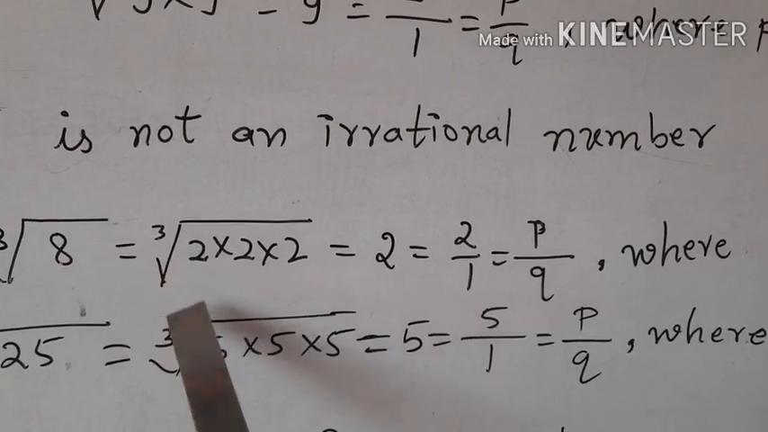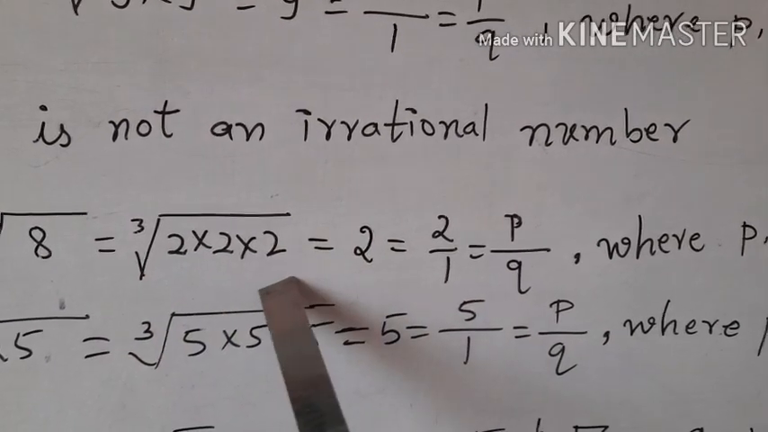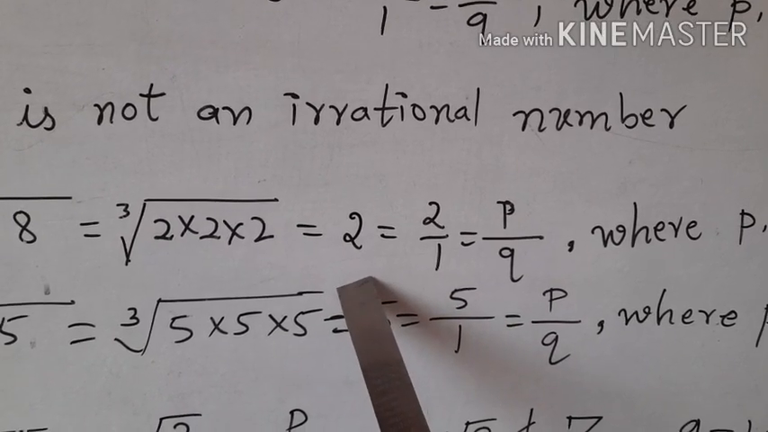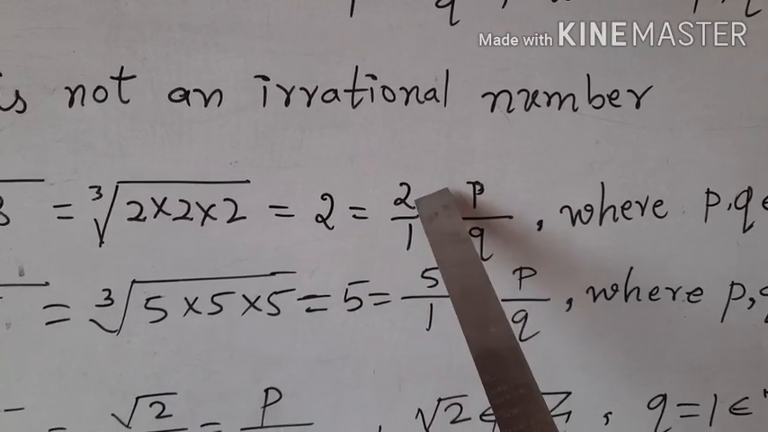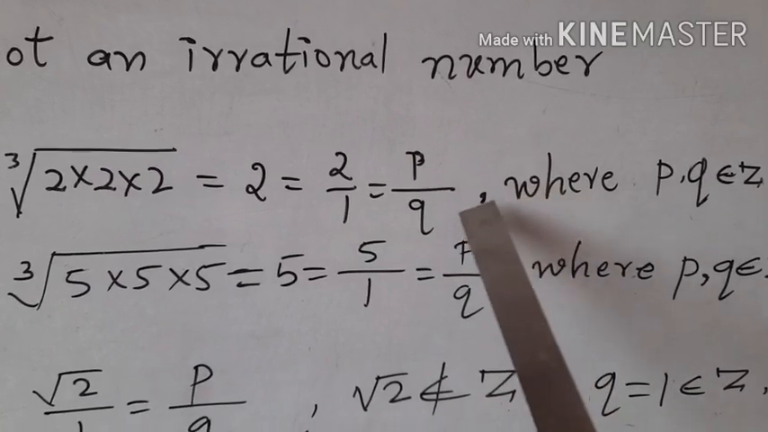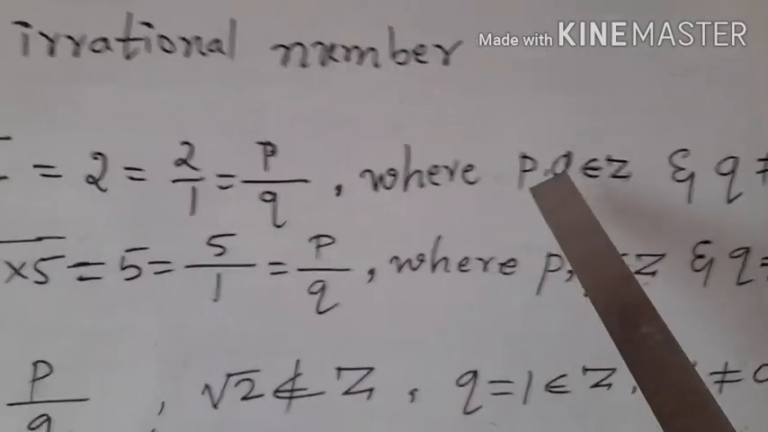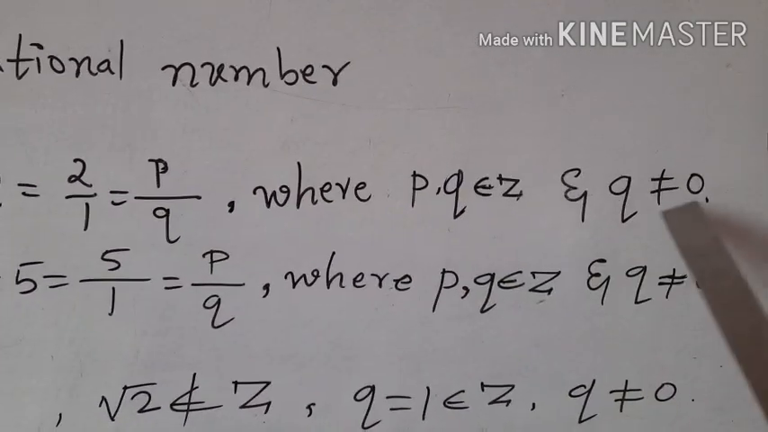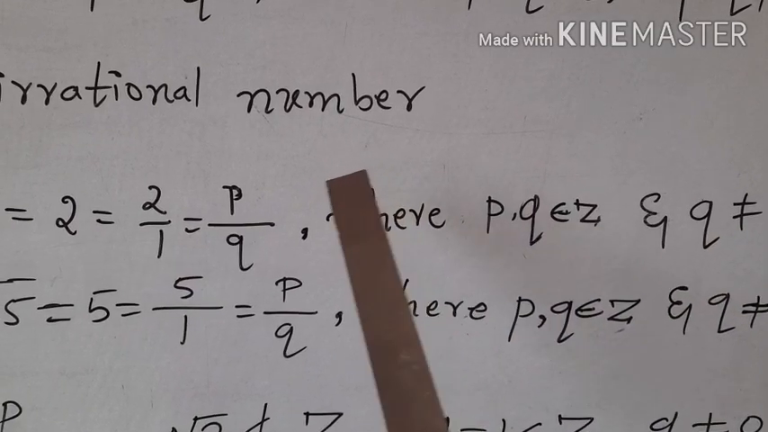Then cube root of 2 into 2 into 2 is equal to 2. But 2 is written as 2 by 1. Now it is in the form of p by q, where p and q belong to Z and q is not equal to 0.